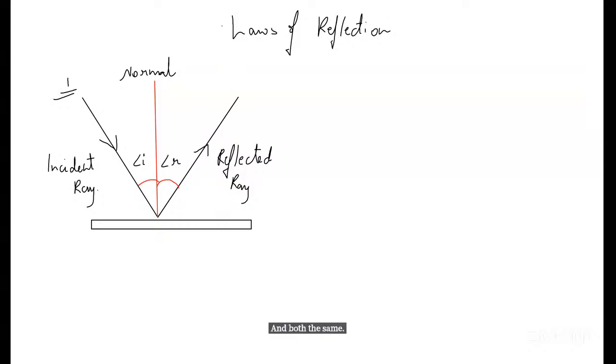Ma'am, what is this normal line you have drawn in between the incident ray and the reflected ray? The normal line is a straight perpendicular line that separates the plane of incidence and the plane of reflection. What is the plane of incidence? This side is the plane of incidence, and this side is the plane of reflection.